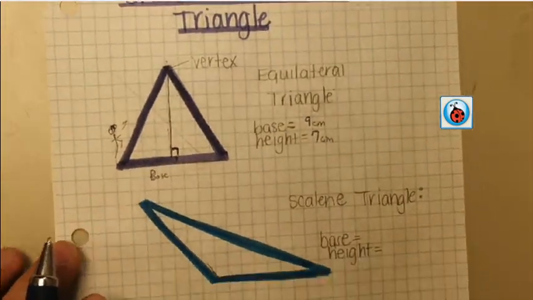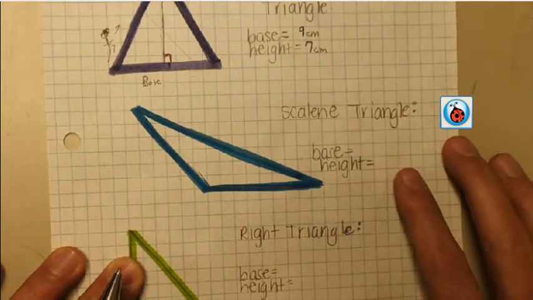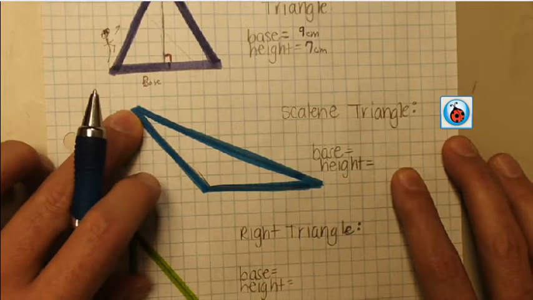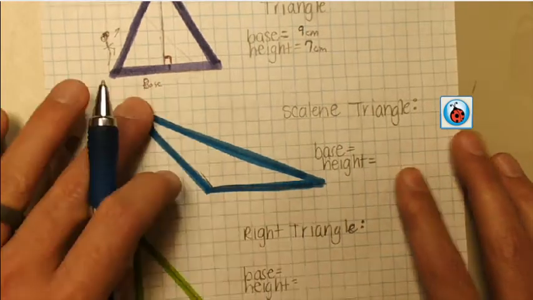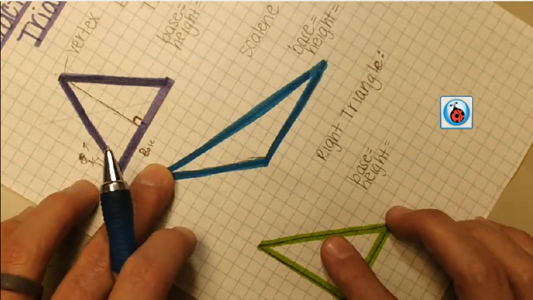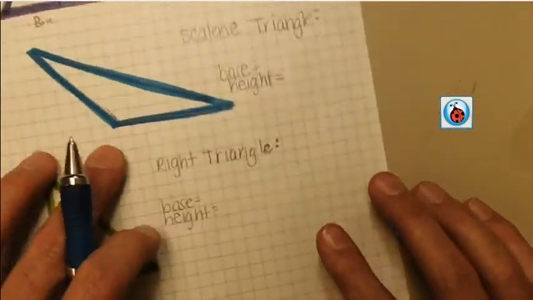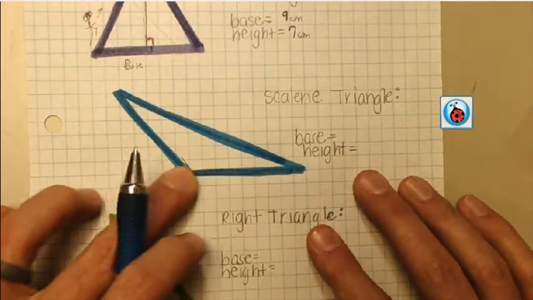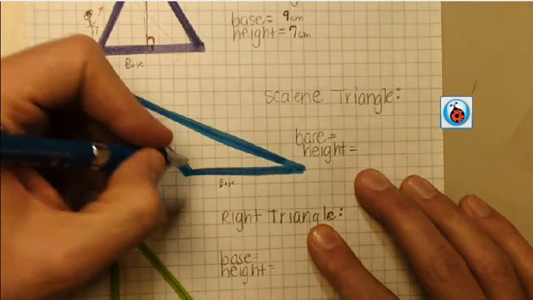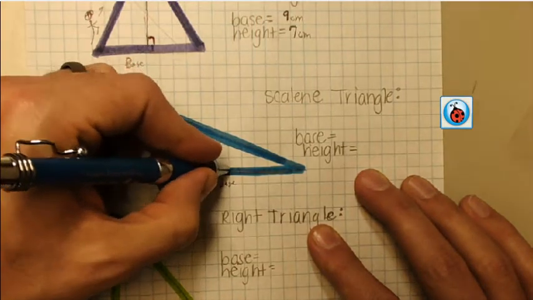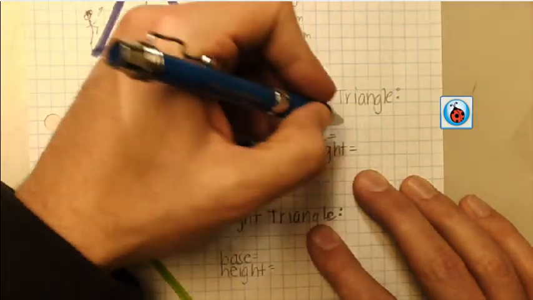Okay, let's look at a new triangle here. This is the scalene triangle. If we orient it like this, this would be the base. So we could make that the base, or if we turn the triangle like this, that could be the base. Okay, so the base is going to help us determine the height. So if we say this is the base right here, it's 1, 2, 3, 4, 5, 6, 7, 8, 9. So the base is 9 centimeters.